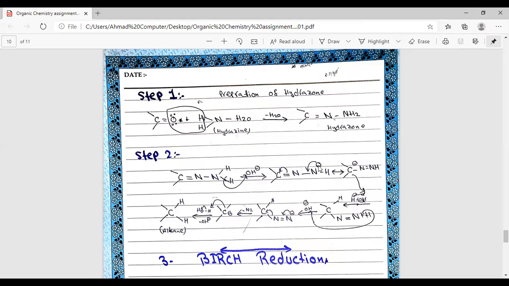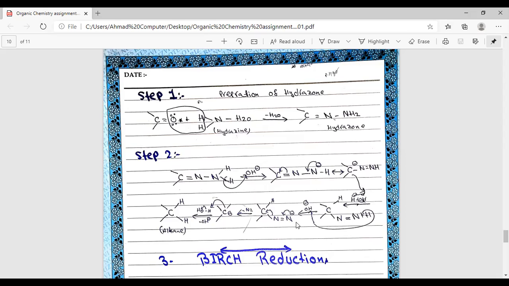In this, the negative charge on the nitrogen shifts, and here the pi bond electrons shift, the pi bond breaks, and we form the carbanion. Again the carbanion abstracts a proton from water, and hydroxide is released, and we form this structure.